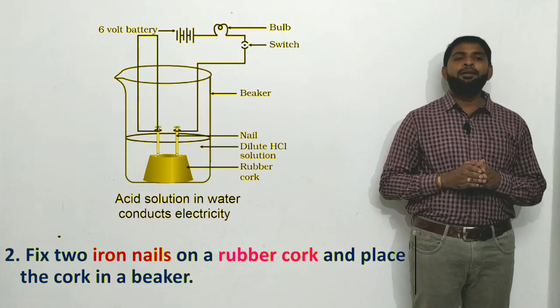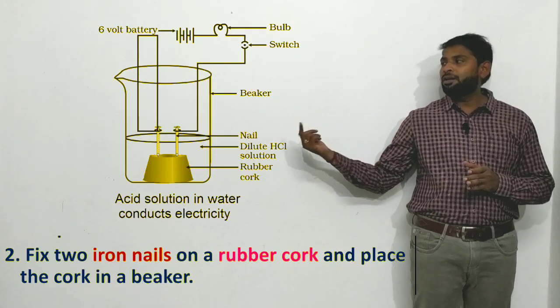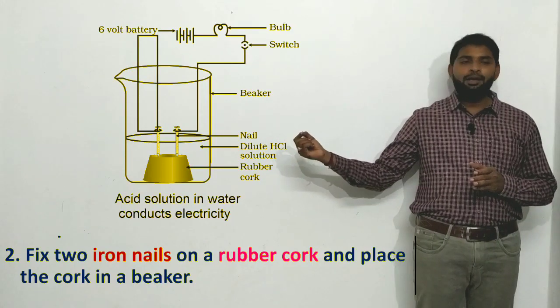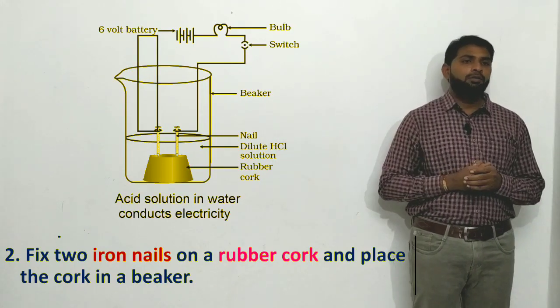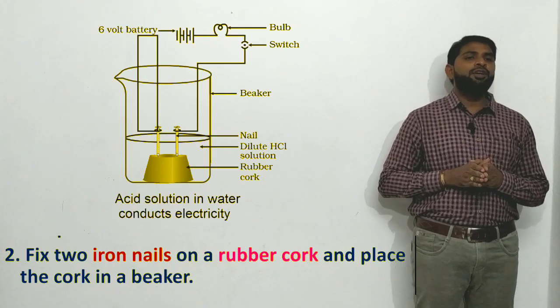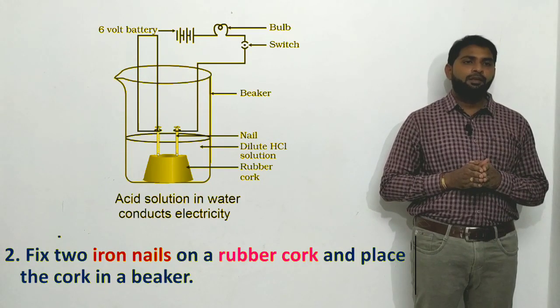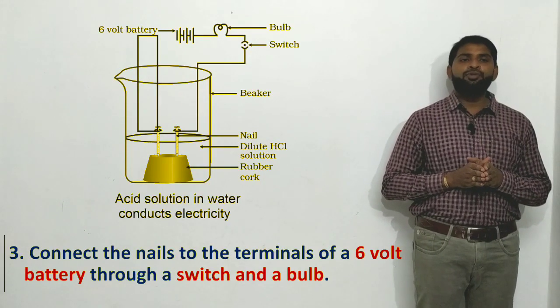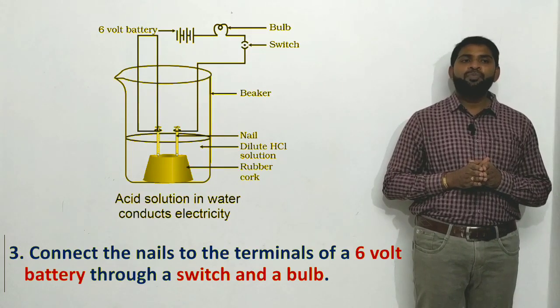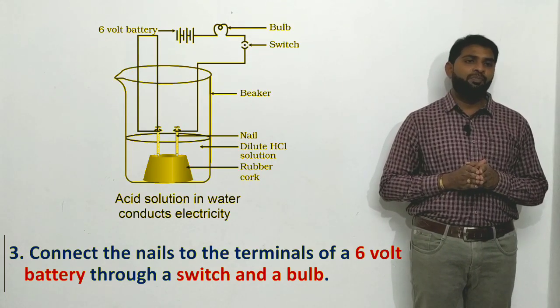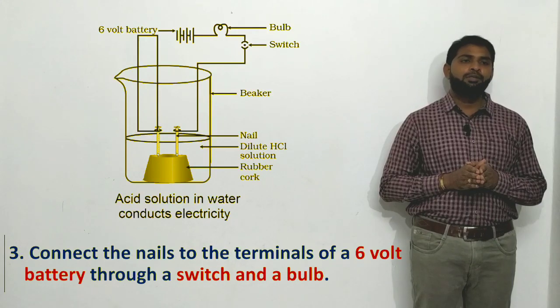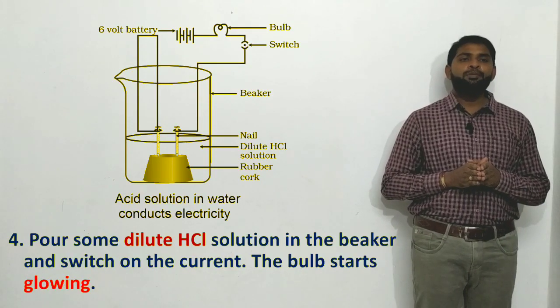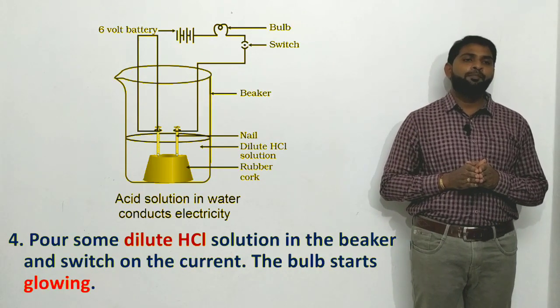Fix 2 iron nails on a rubber cork and place the cork in a beaker. Connect the nails to the terminals of a 6-volt battery through a switch and bulb. Pour some dilute HCl solution in the beaker and switch on the current.